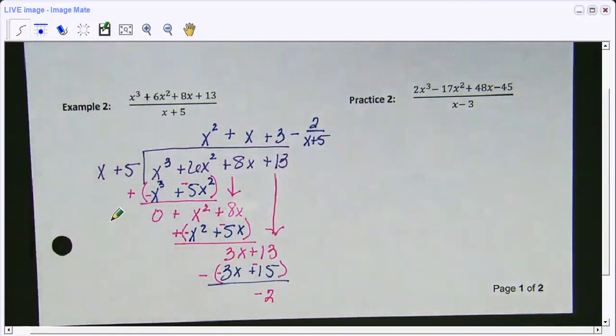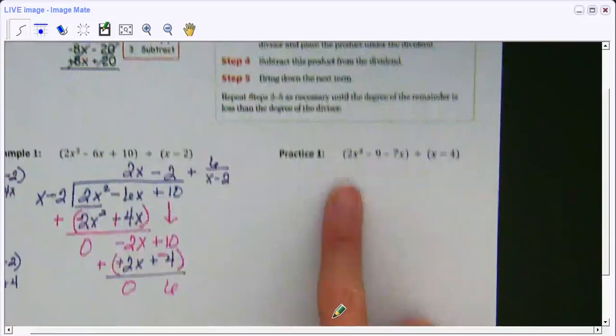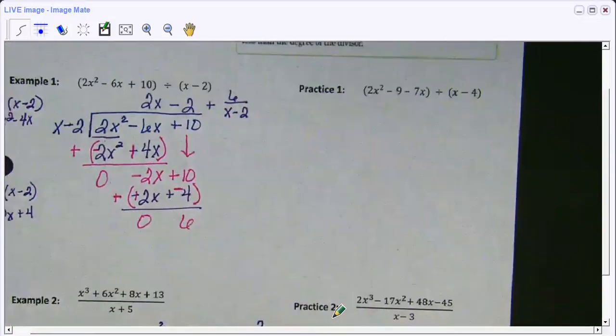Wait, can you go up? I think I missed the first one. Okay, hold on. Are there any questions about this one before we try one on our own? Okay. So right now I want everybody to try practice 1 on your own. I'm going to give you a couple minutes and we'll do it together.